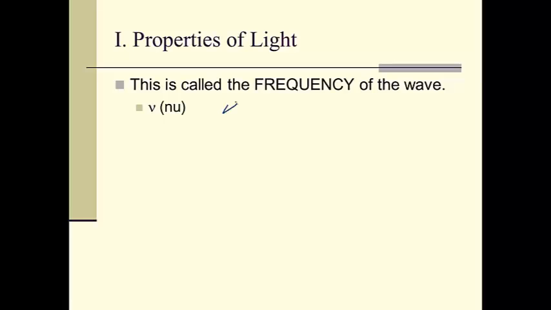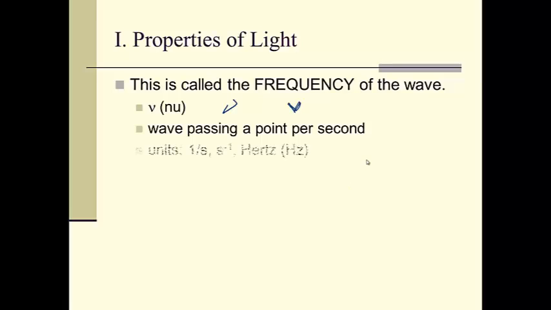Now, you may want to draw it like that. Do not draw it like this, because if you draw it like a V, we are going to be using V's. So make sure you know the difference between your V and your nu. So frequency is basically how many waves pass a point per second. The units are waves per second, or just 1/seconds, or seconds to the -1, which is the same as 1/seconds, or the units of hertz. So a wave that has a frequency of 1 hertz basically means it's 1 wave per second.